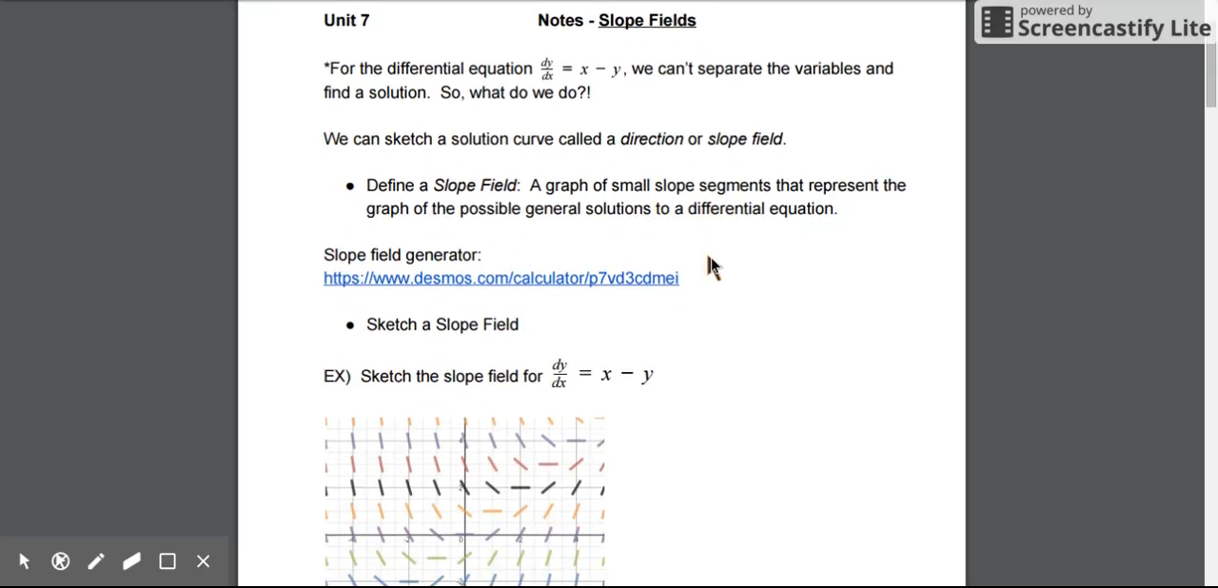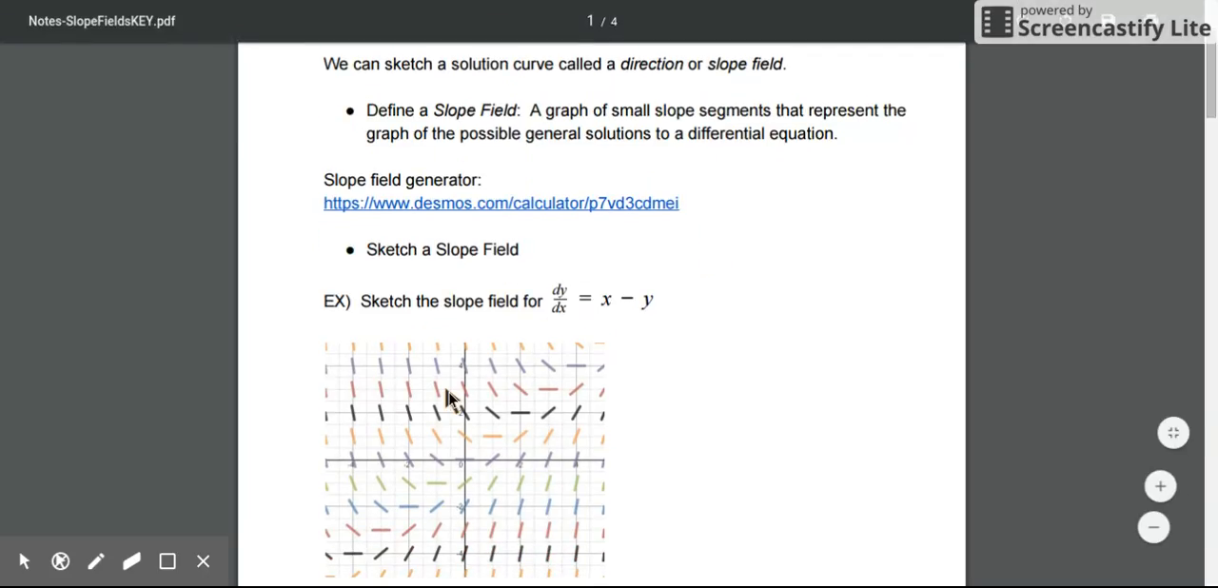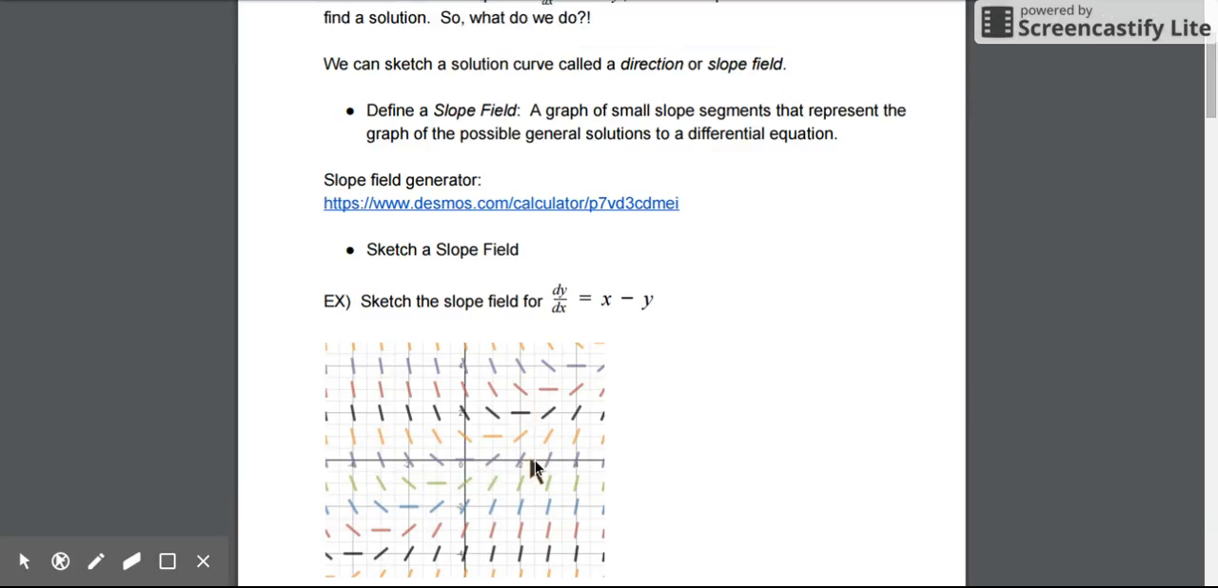So a slope field is really a bunch of slopes represented at individual points. So if I take this differential equation, which says that the slope, dy over dx, is the x-coordinate minus the y-coordinate, then if I plug in coordinates, I get the slope at that point. And if I do that a bunch of times on a grid or a coordinate plane, I can represent the slope at any point, and I can do it as much as I want or as little as I want.